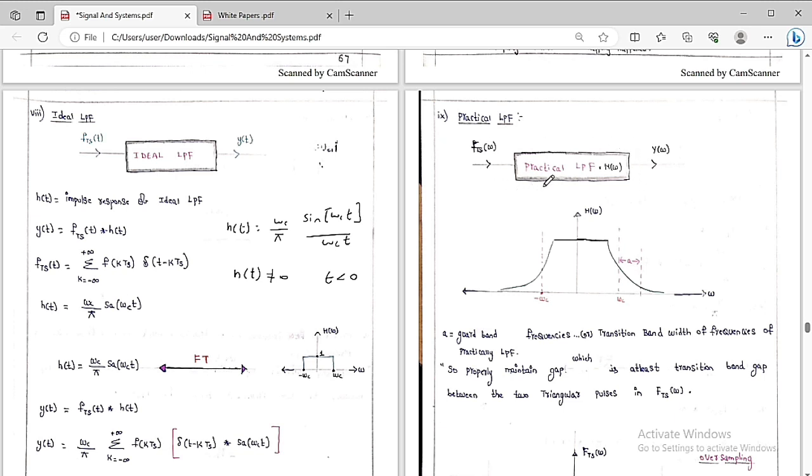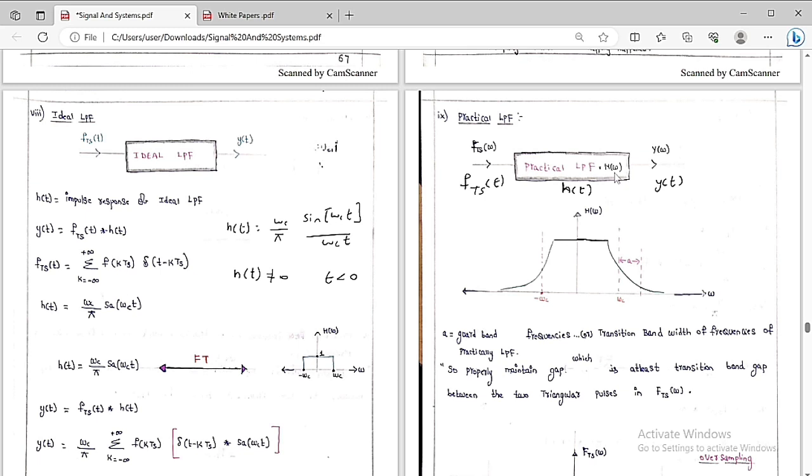So this is a practical low-pass filter, which has h of t as the impulse response, and the Fourier transform of h of t is h of omega. Here the input is f of omega in terms of frequency and the output is y of omega. In the Fourier transform I have drawn, in the time domain it is f of t, this is h of t, and this is y of t. But in the Fourier transform, it will become f of omega, h of omega, and y of omega, as you can see clearly here.